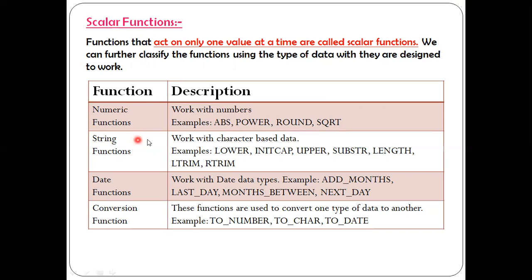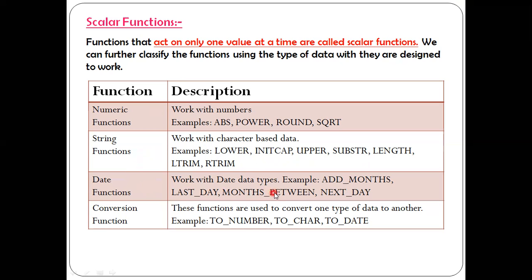String functions work with character based data. They are also called text based functions, character based functions, or string based functions. Examples: lower, initcap, upper, substring, length, left trim, right trim. In shortcut, L trim and R trim. These are all the functions which work with character based or string based data.